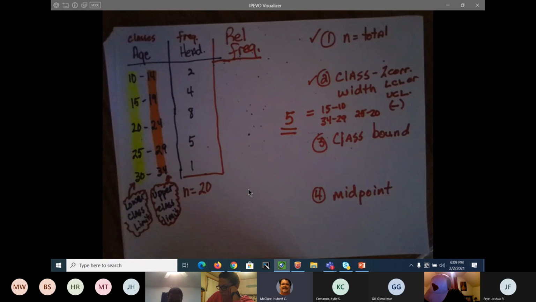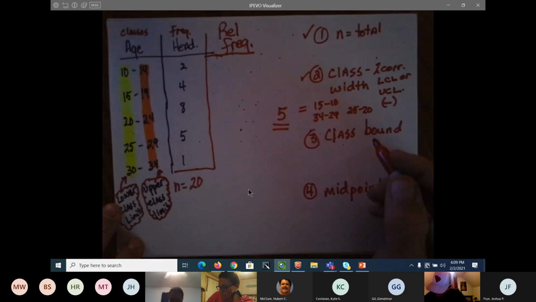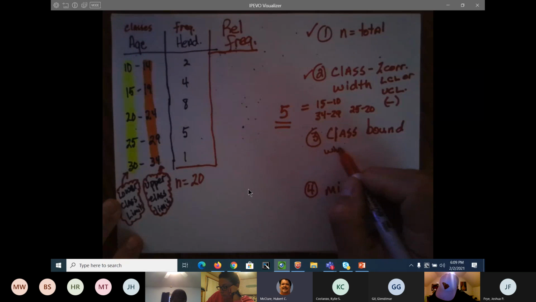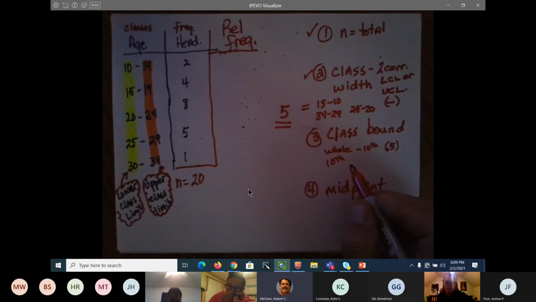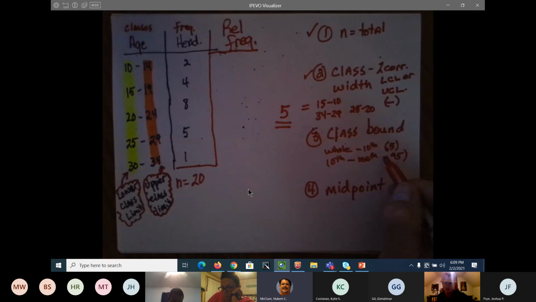Class boundaries. Remember, whole numbers, you're going to use tenths, and I use 0.5. If you have a frequency distribution where your classes are to the tenth, then you're going to go to the hundredth, which I suggest 0.05. And if you're to the hundredth, you're going to go to the thousandth, and I would suggest 0.005.